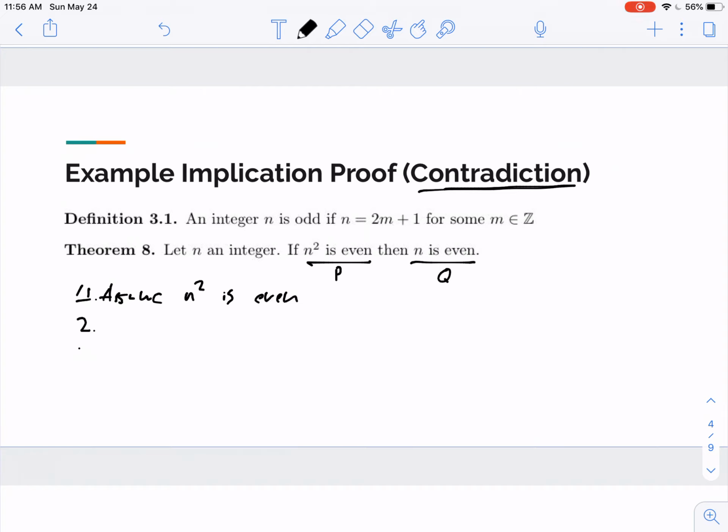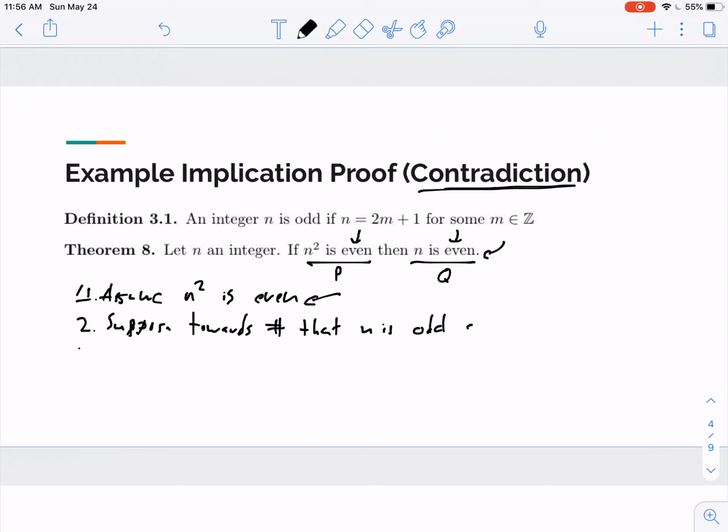So in this case, we're going to assume that n is odd, right? We're going to assume that this is wrong. Then we're going to use that to imply that n squared is odd, which will contradict our initial assumption, our hypothesis that n squared is even. And therefore, we know that this second statement, n is even, must be true. Let's write it out. We often write "suppose towards contradiction" to indicate to the reader that we are going to proceed by proof by contradiction. And here, we're going to suppose towards contradiction that n is odd.